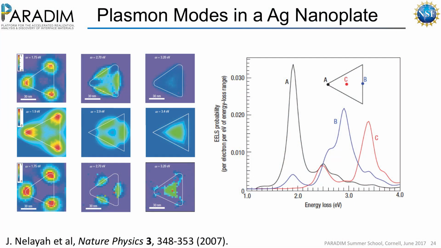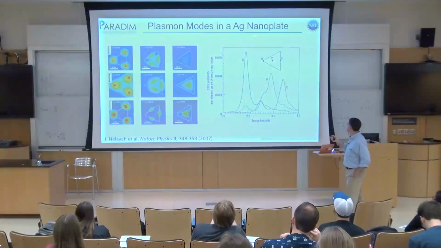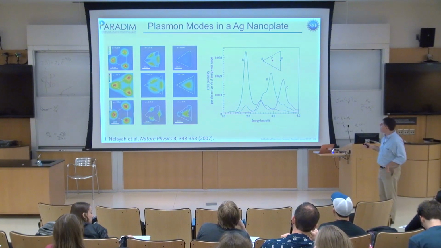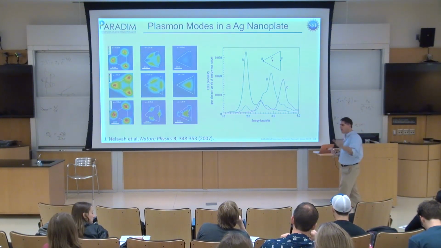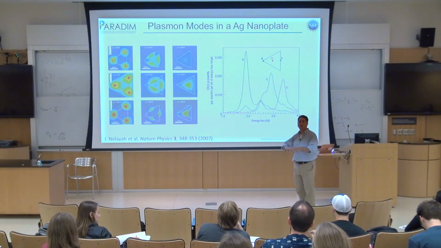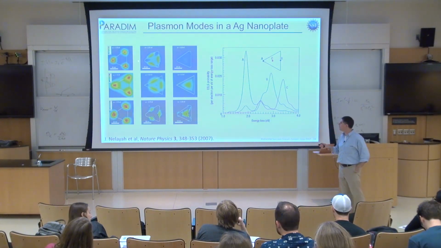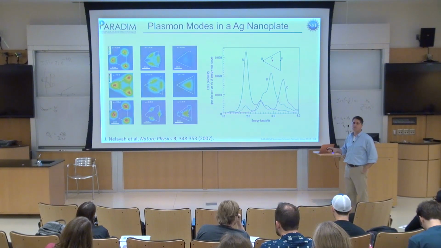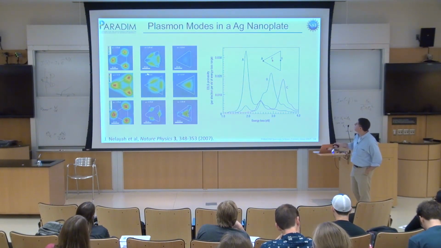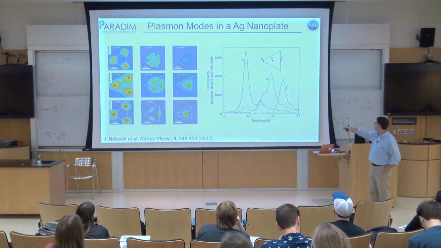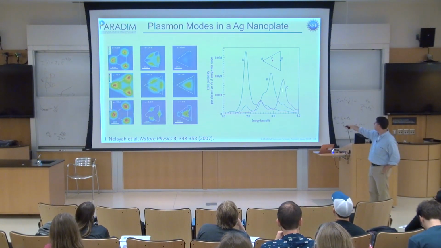Paolo showed this one earlier. This is a silver nanoparticle plate. When you solve for the dielectric boundary functions and ask what are the ways charge can slosh in a triangular plate, it can set up all sorts of interesting standing wave modes. And here are spectra that are excited in the middle of the particle. This is what the bulk silver plasmon looks like.